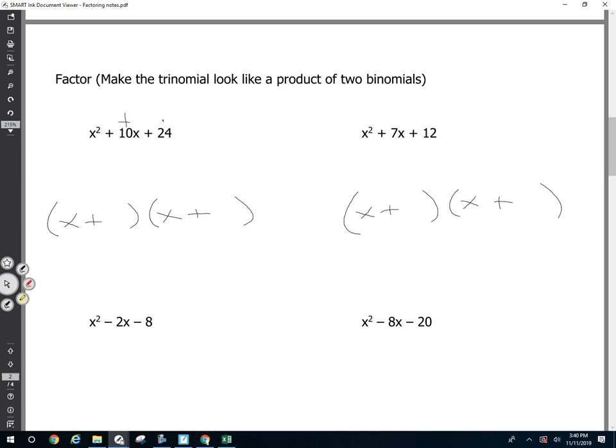We are taking what we call a trinomial, and we're turning it into the product of two binomials. Trinomial means it's got three things. Binomial means it's got two things. It's a product of two-thing guys. You were thinking about two numbers that add to get 10 and multiply to get 24.